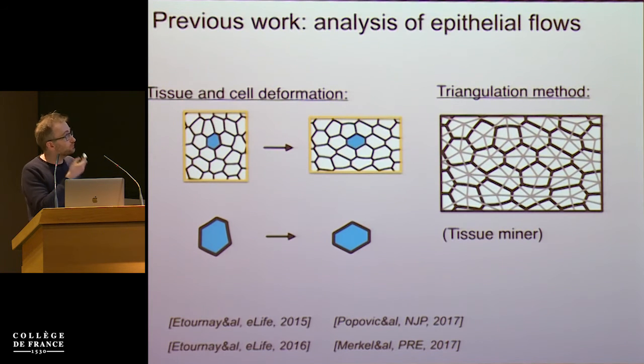And in collaboration with Susan Eaton and Frank Julicher, in the last years, we have developed a few methods to analyze the segmented movies of tissues using a triangulation method. So connecting the cell centers by triangles, then analyzing the deformation of these triangles, and defining mathematical quantities that allow us to relate the cell deformation to the tissue deformation.